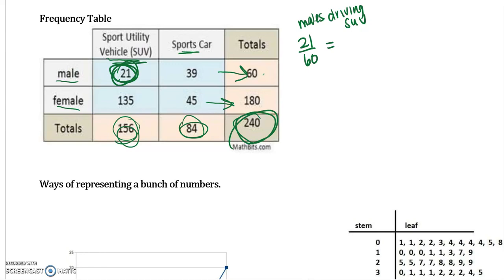Now, if you wanted to know the total number of people driving an SUV, then you would look here at the 156 and divide that by the total number of people in the study, which is 240. So it all depends on really your wording that you're dealing with.